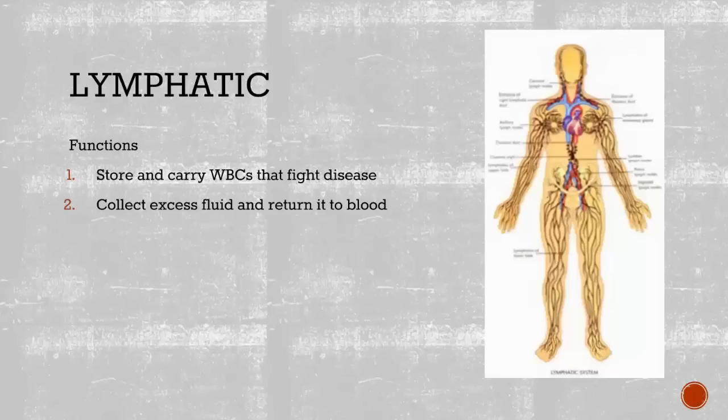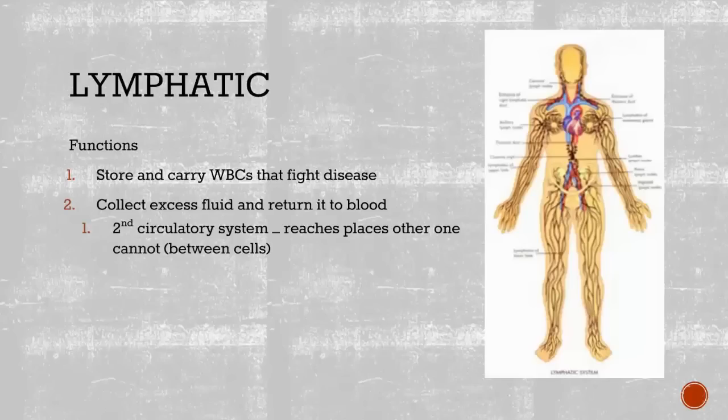We also, as a lymphatic system, collect excess fluids from different cells and parts of the body and return it back to the blood. So when you drink water, it can go into the lymphatic system and then it can get into your circulatory system where it's needed. So you can think of this as kind of like a second circulatory system. This one's actually able to get between cells. It can absorb water and other nutrients from between cells, and then it can deliver that into our circulatory system.